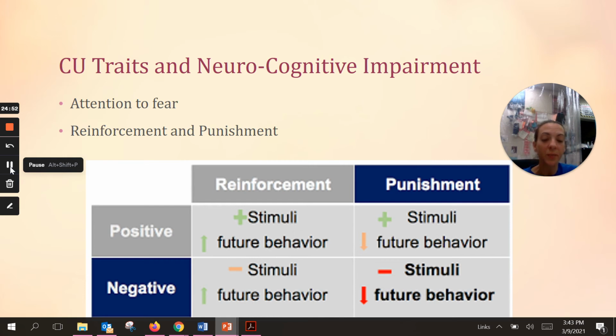And the reason is because they have the inability to maintain behavior in their orbitofrontal cortex. So it shows that the orbitofrontal cortex, which remember is our executive functioning center, it's what makes us us, the ability to make good decisions, that's impaired in children with CU traits.